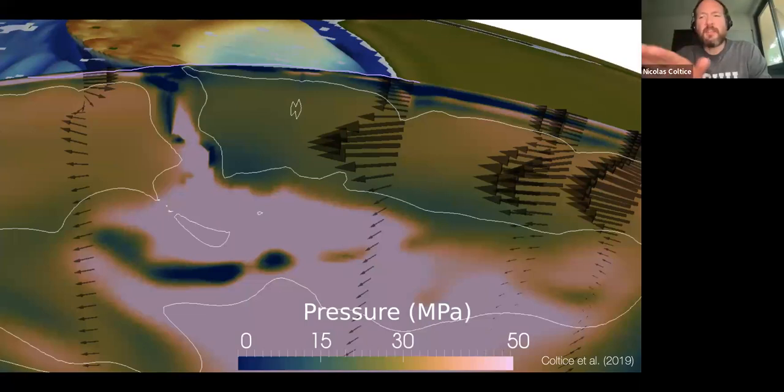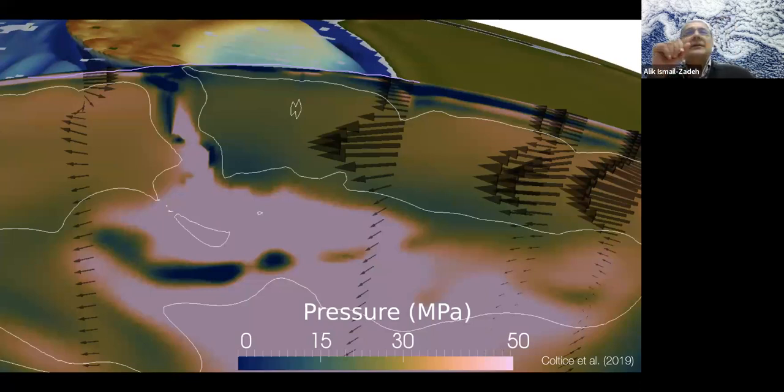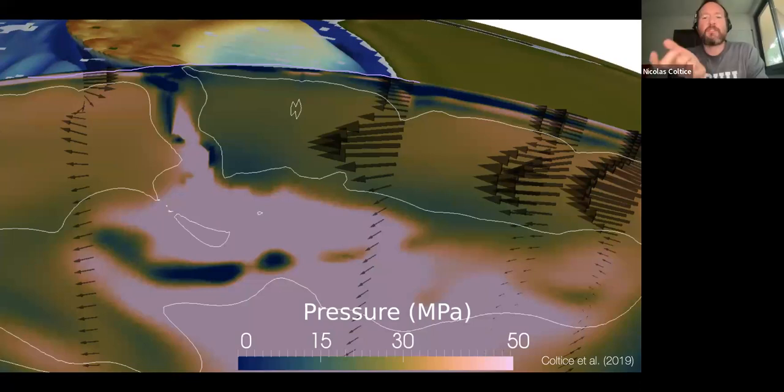So this is the dynamic pressure. This is the pressure relative to the lithostatic pressure. I see. Okay. So yes, this is dynamic pressure. What you show here are the pressure differences within the system, expressed by the convection.